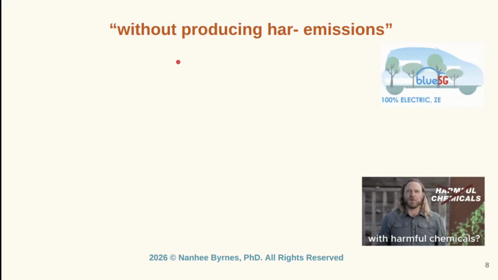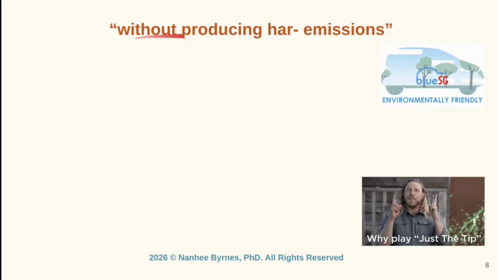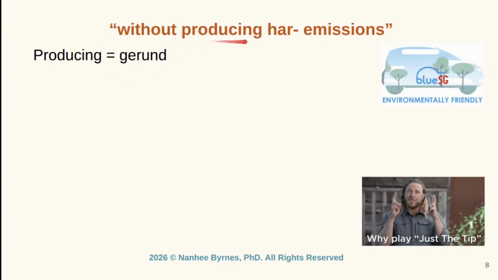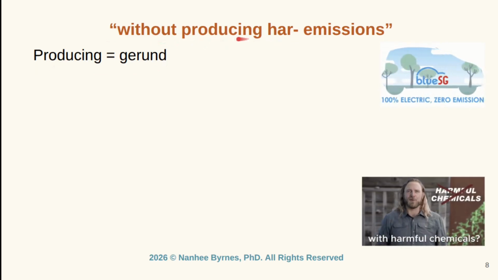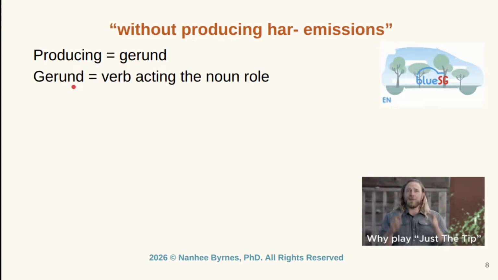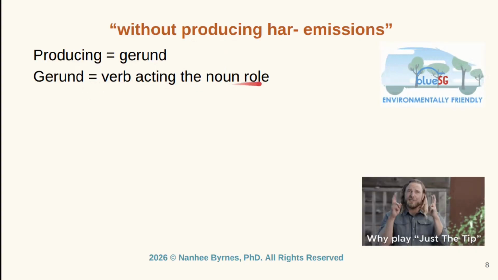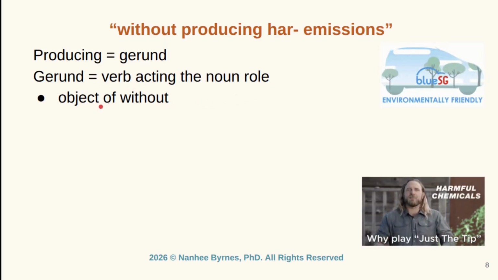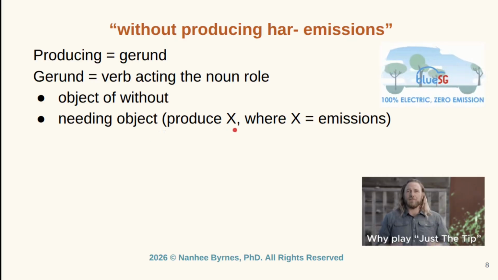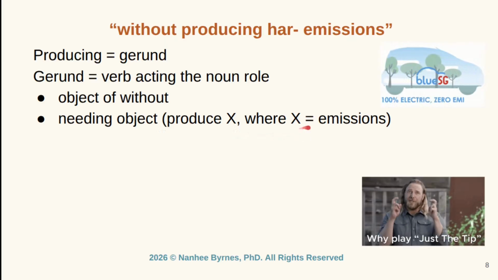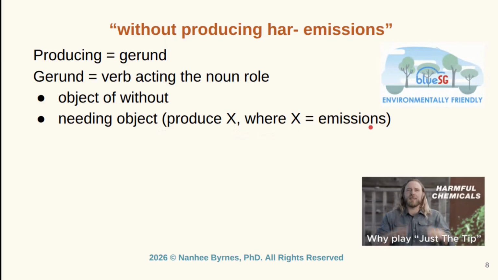Now focus on this part of the sentence. Without producing HAR emissions. We start with the word without. Without is a preposition, and every preposition must have an object. In this structure, the object of without is not a noun. It's producing. That tells us producing is a gerund. Gerunds are words that come from verbs but function as nouns. However, even though gerunds act like nouns, they retain verb characteristics. That's very important for TOEFL. Because produce is a verb, it still needs an object. You don't just produce, you produce something. In this sentence, the thing being produced is emissions.